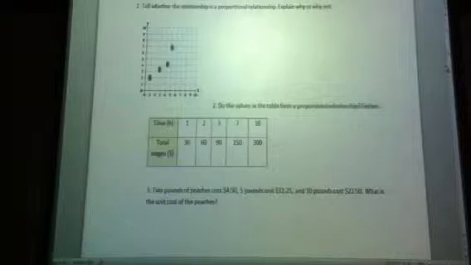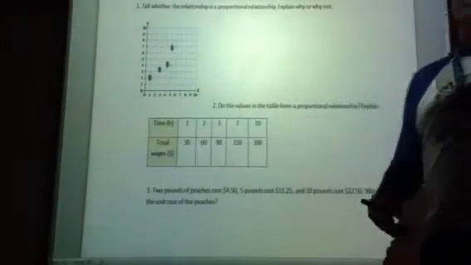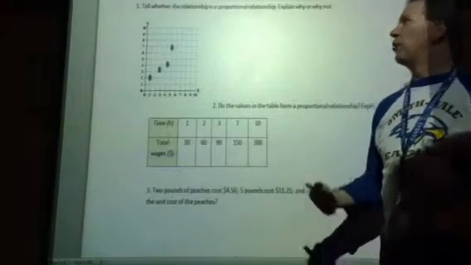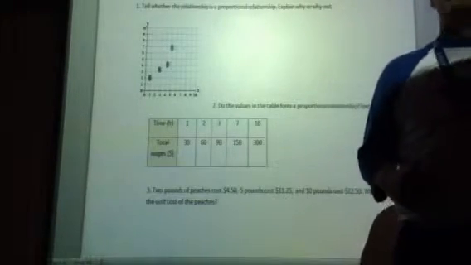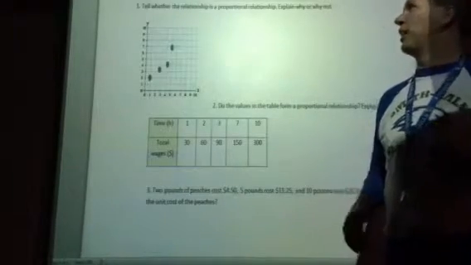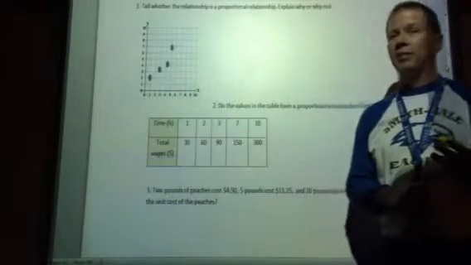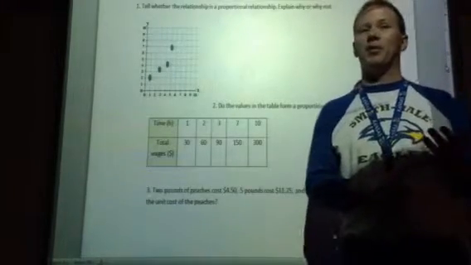So the first question on your worksheet is telling whether or not the relationship is proportional based upon a graph. And we do need to explain why or why not this is the case. If you look at the graph up here, we've got a series of dots. If we were to connect those dots with a straight line, would this show a proportional relationship? If you're not sure, remember that for a proportional relationship on a graph, two things must occur. It must be a straight line, and it must pass through the origin.